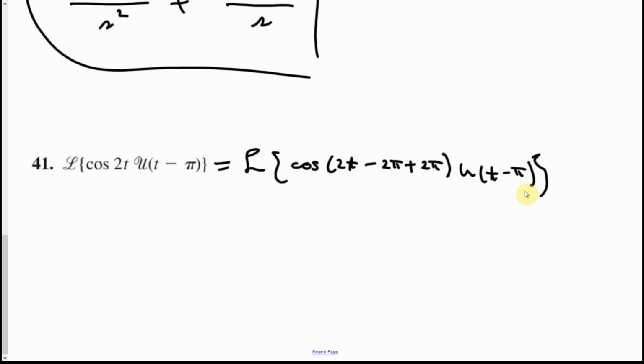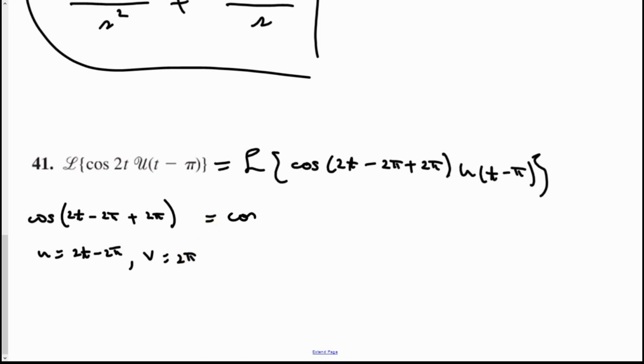Okay. So let's see. I'm going to break down this cosine of 2t minus 2 pi plus 2 pi. I'm going to treat this as cosine of u plus v. U is 2t minus 2 pi, and v is 2 pi.